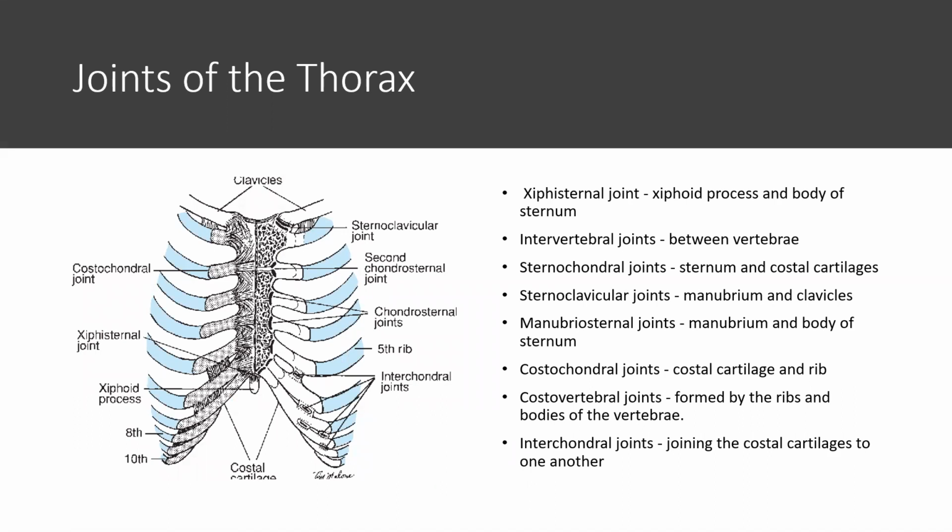You also have your costovertebral joints, which is formed by the ribs and the body of the vertebrae, and the intercondylar joints. The intercondylar joints are plain synovial joints between the adjacent borders of the sixth, seventh, eighth, and ninth costal cartilages.